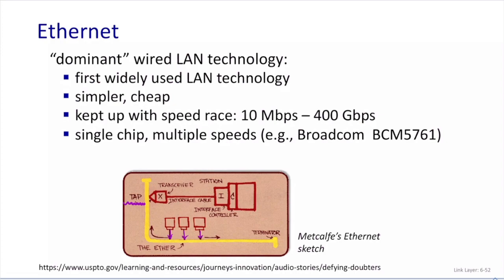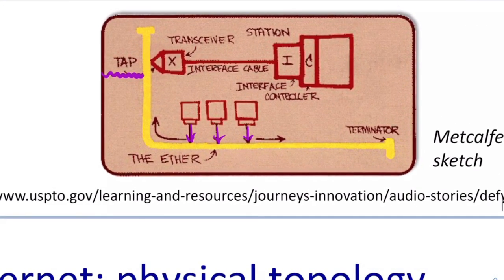Of course, there are some different variations of Ethernet. Okay, so we have 10 megabit per second Ethernet, and we have 400 gigabit per second Ethernet. Of course, it runs on top of fiber. It is simple. It is very cheap, and we have a figure right here. It was the very first concept of Ethernet.